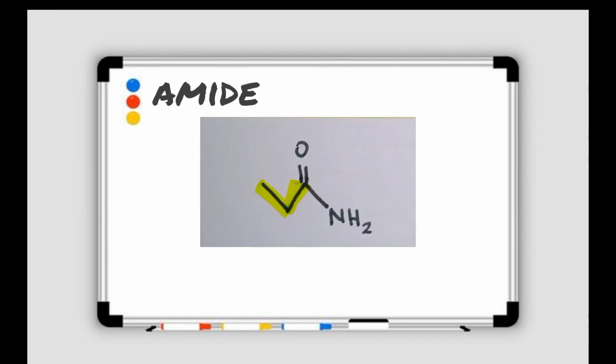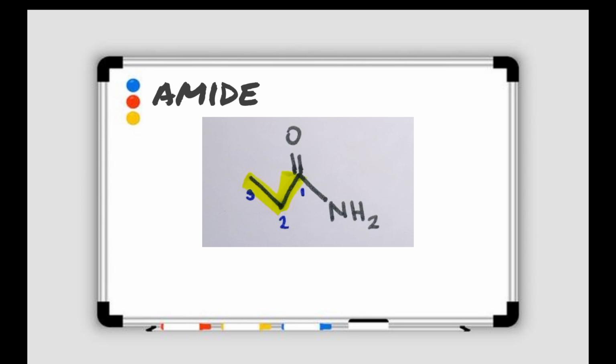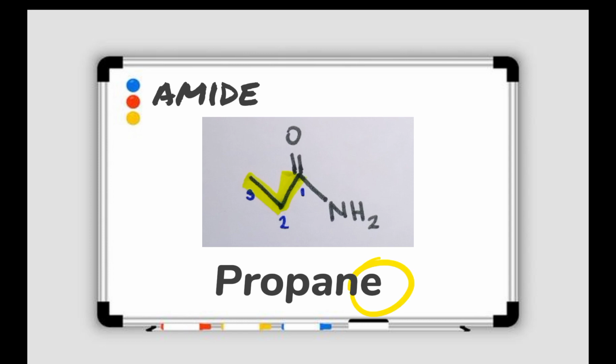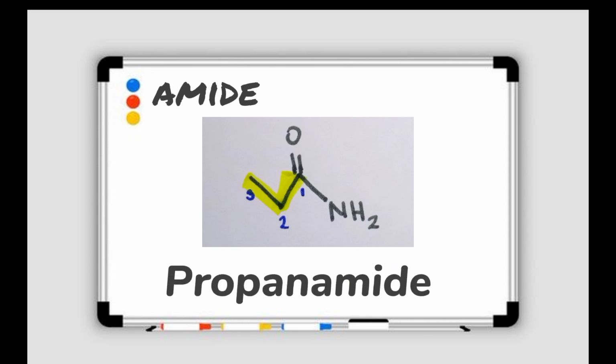Identify the parent chain in the structure. We have a total of 3 carbons, which is associated with propane, but in naming an amide, we will change the "e" ending and add the suffix "amide". So, we name the structure propanamide.